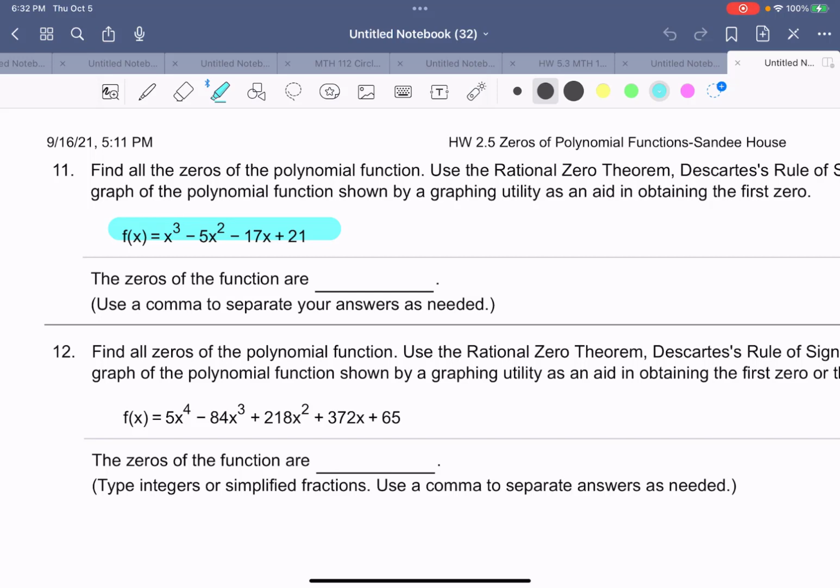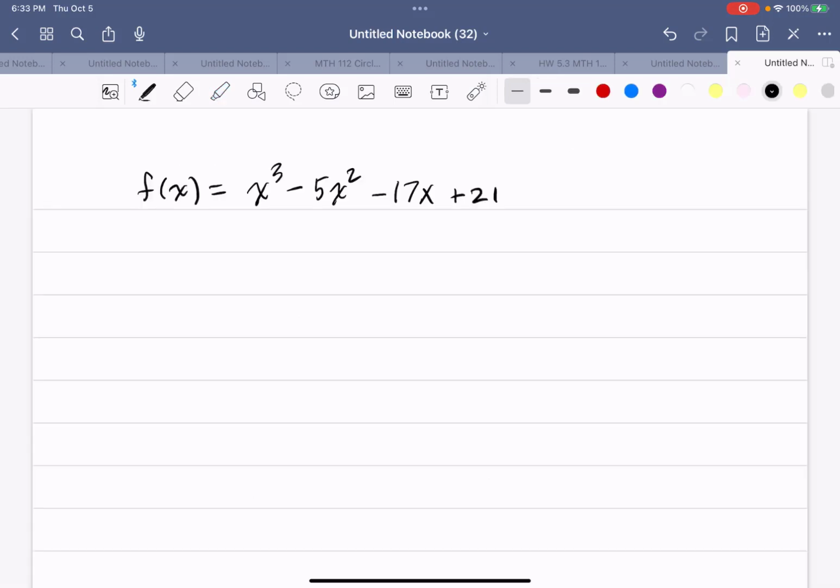And you'll notice that the highest exponent is a 3, which means the number of zeros we're looking for is 3, and the number of real zeros may be less than that. So we'll begin by listing the possible rational solutions. That's going to be plus or minus factors of 21, because there's a 1 here. So plus or minus 1, plus or minus 3, plus or minus 7, plus or minus 21. So there are 8 possibilities.